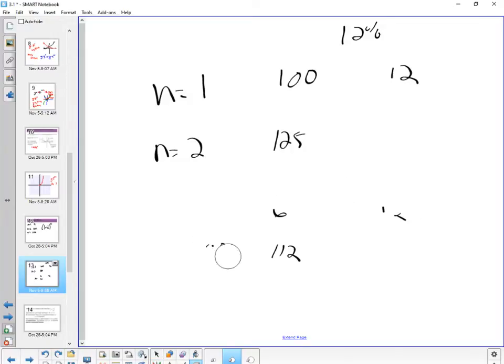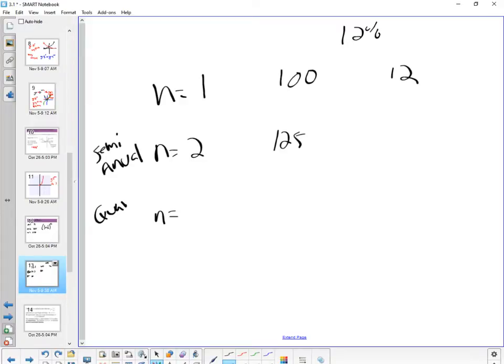Now, this is called semi-annually. Now, what if I said quarterly? What is quarterly? 4 times, right? It would be every 3 months. So what if it's quarterly? Am I going to pay more interest or less interest? More? Can you guys find that real quick?